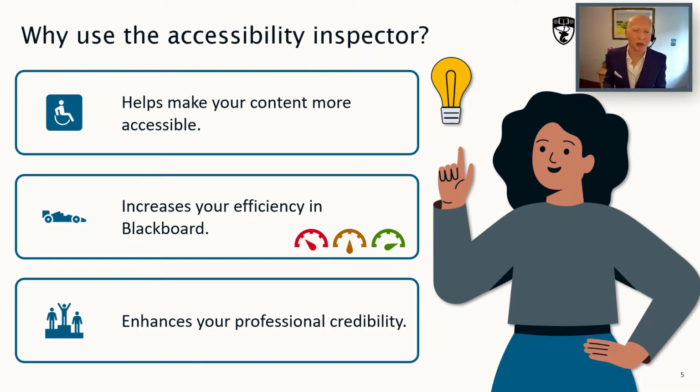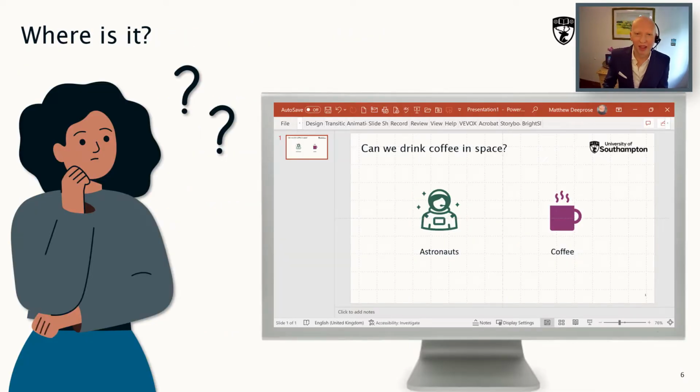And even if your audience knows nothing about accessibility, if you follow good accessibility practice, it's more likely that you'll get the results you want. While we usually don't notice when something's good, we do notice when something isn't that good. So where is the Accessibility Inspector and how does it work?